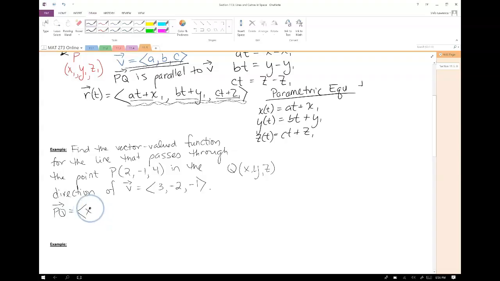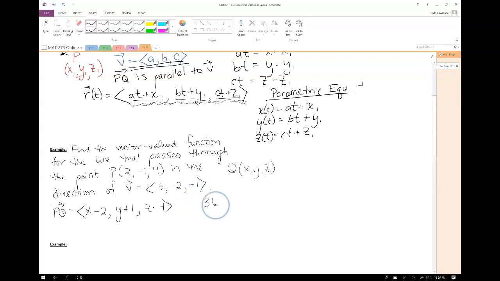So I'm going to have x minus 2, y plus 1, z minus 4. And PQ, since P and Q are both on the line, PQ must be on the line. We know V is also pointing in the same direction as the line, which means these two vectors must be parallel. So all those components, when we set them up as a ratio, must have the same ratio value, which we're going to call T.